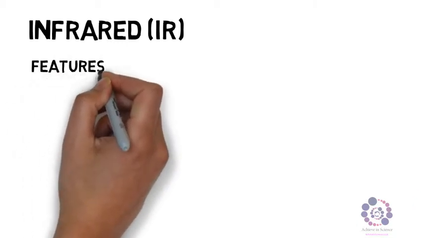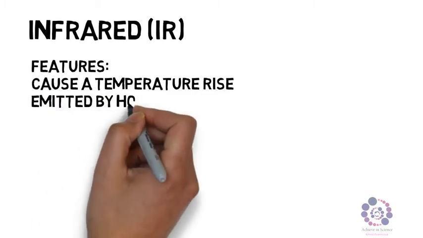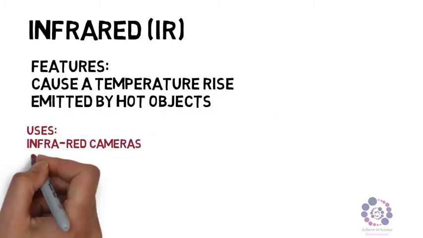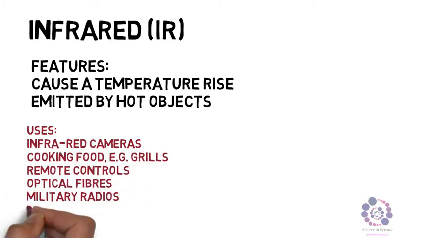Next we have infrared, IR. These cause a temperature rise emitted by hot objects. Uses include infrared cameras, cooking food, e.g. on grills, remote controls, optical fibres, military radios, and heaters.